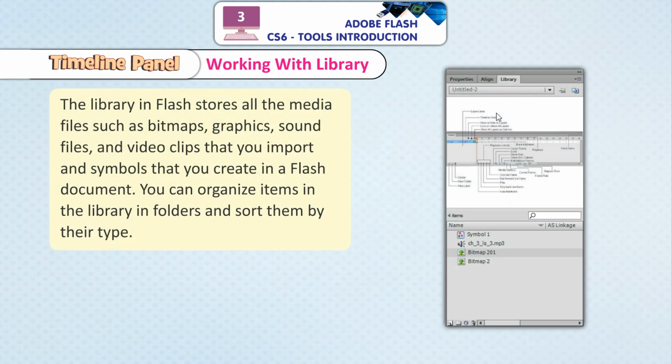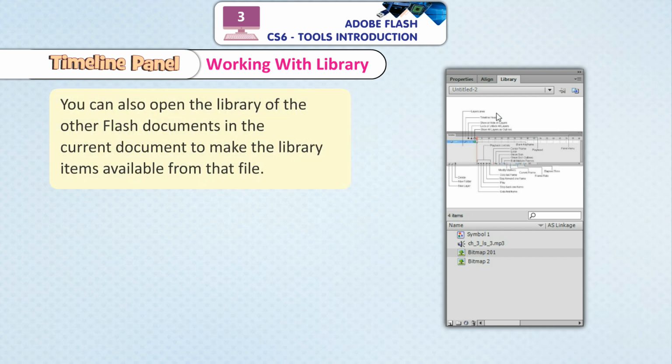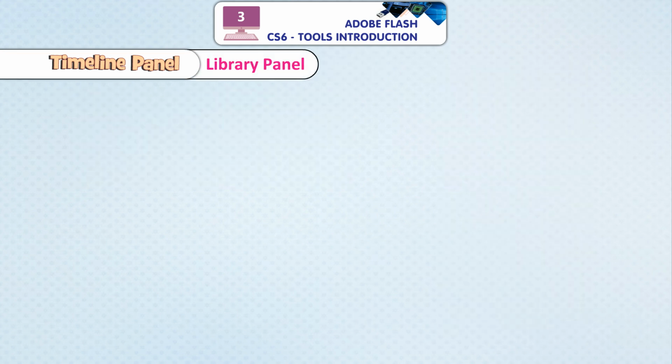Working with Library. The library in Flash stores all the media files such as bitmaps, graphics, sound files and video clips that you import, and symbols that you create in a Flash document. You can organize items in the library in folders and sort them by their type. You can also open the library of other Flash documents in the current document to make the library items available from that file. Library Panel.